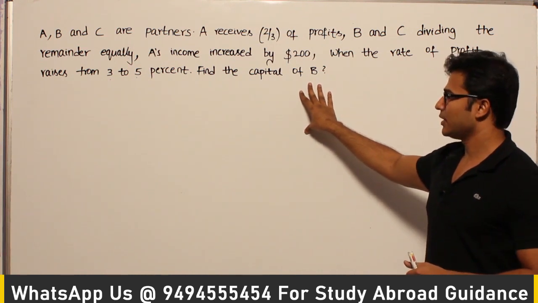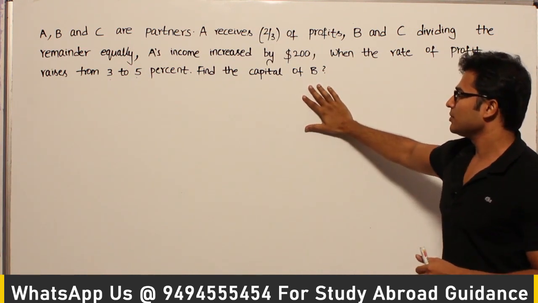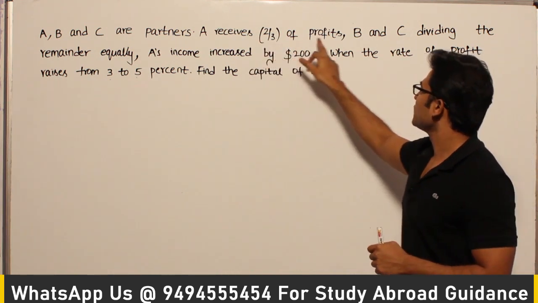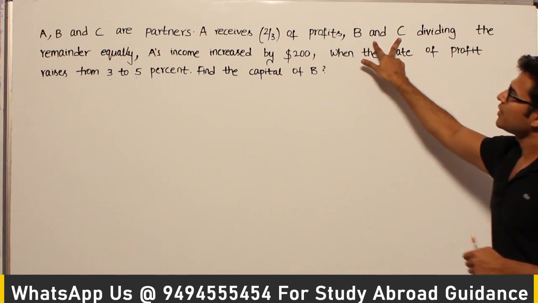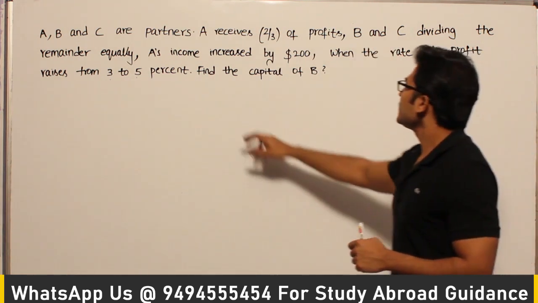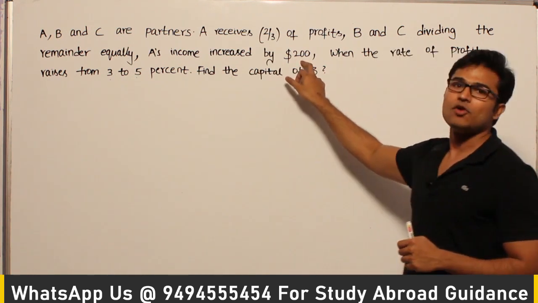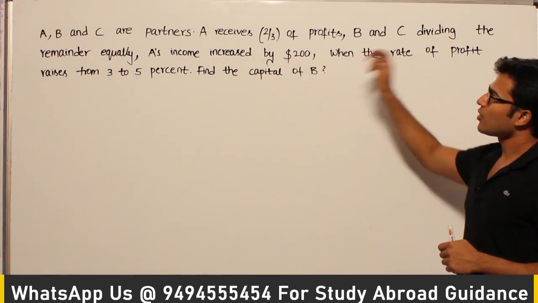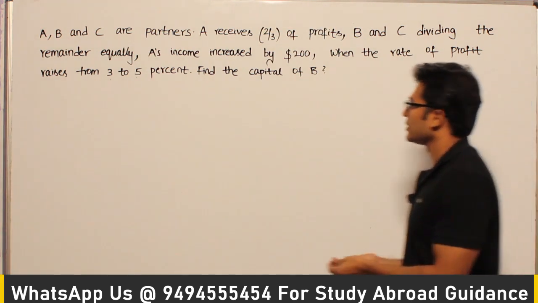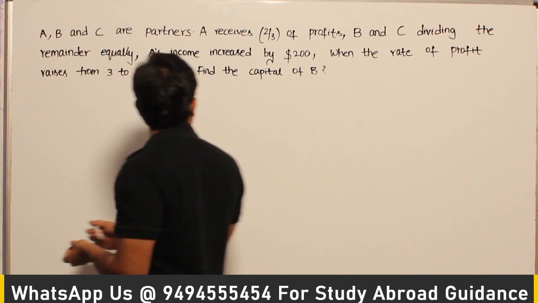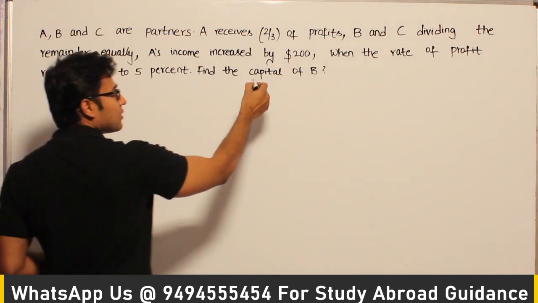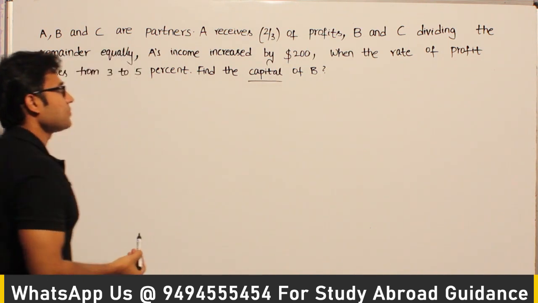Now what they're trying to say is, there are three people, A, B and C, out of which A is getting 2/3 of the profit and B and C are dividing the remaining profits equally, right? And A's income is going to be increased by $200 when the rate of profit raises from 3% to 5%. Okay, that is the question given. Now they are asking to find the capital of B. So they are not asking about the profit, they are asking about the capital.